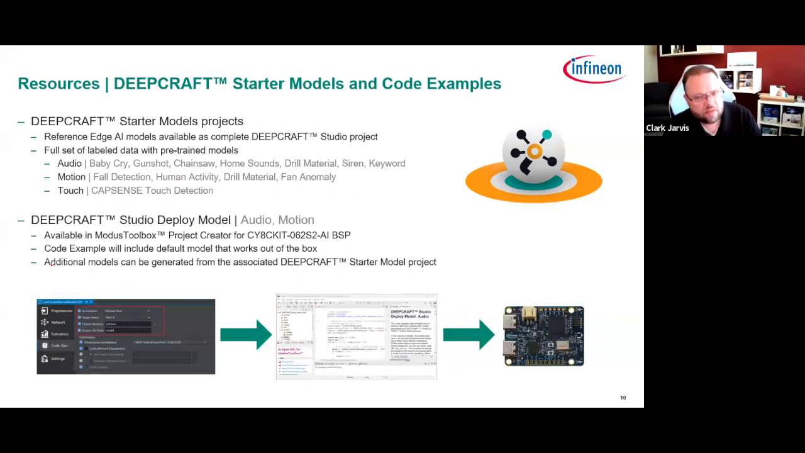Kind of somewhere in the middle, then we'll talk about the DeepCraft starter models. So kind of similar to the ready models, everything's kind of done for you, or at least there's a starting point for you. And these are reference AI models. So it's a starting model. It comes as a complete DeepCraft Studio project. So when I open up the project, and we'll show some of these, I have all of the data that was used to train that model. It's all labeled for me, so I kind of see how the labeling happens.